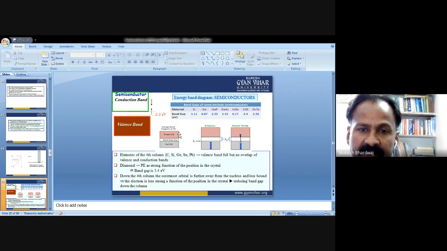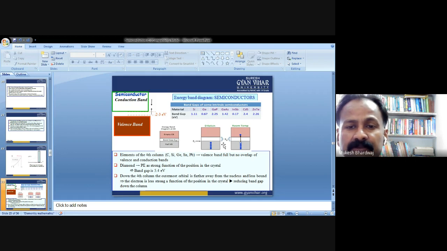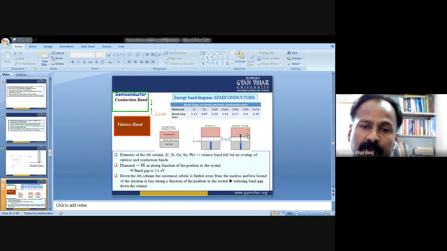Energy band diagram at 0 degree Kelvin: empty conduction band, full valence band. That means the free electrons are in the valence band. When we apply a potential across the semiconductor, these valence band electrons cross the energy gap and come to the empty conduction band. Either this can be done through the applied potential, or conduction can be achieved at room temperature also.